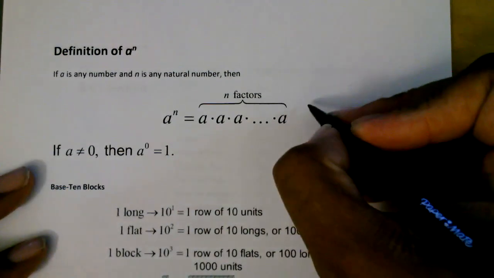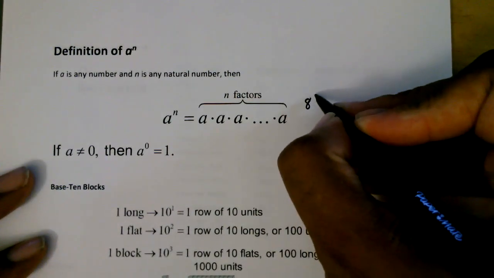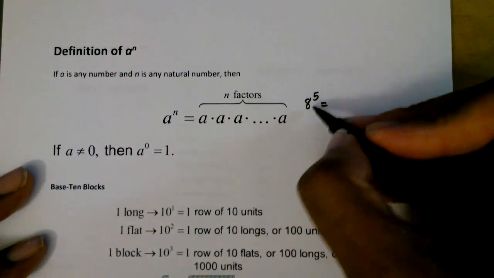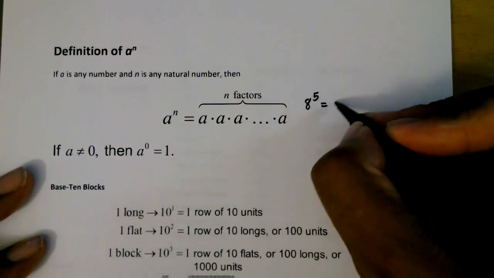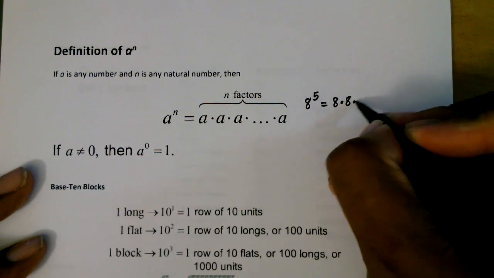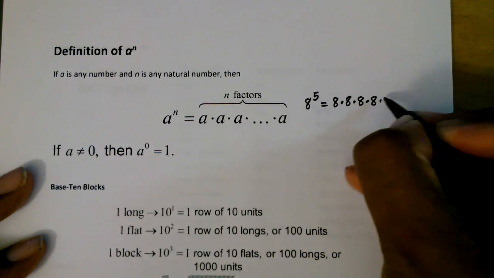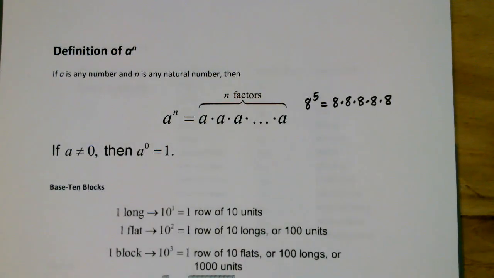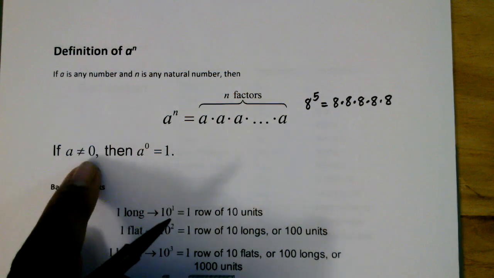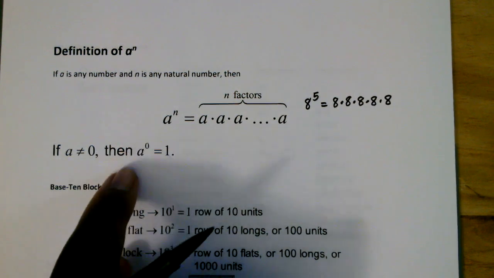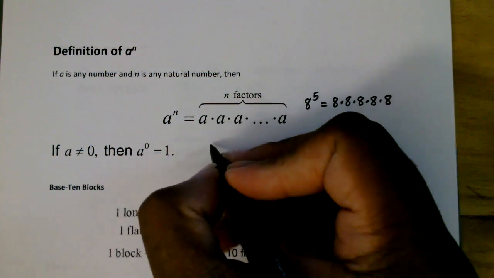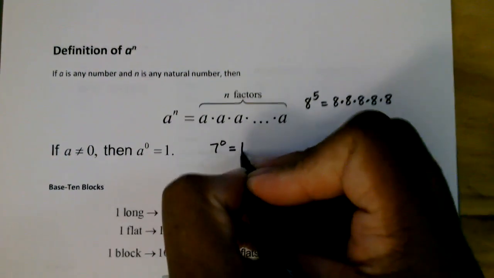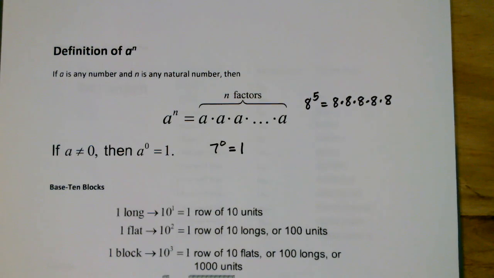So let's say 8 to the 5th. This exponent of 5 tells me that 8 will be used as a factor 5 times. So it'd be 8 times 8 times 8 times 8 times 8. And if a is not 0, then a to the 0 will be equal to 1. So any non-zero number raised to a 0 power will be 1. Like 7 to the 0 is going to be 1 by definition.